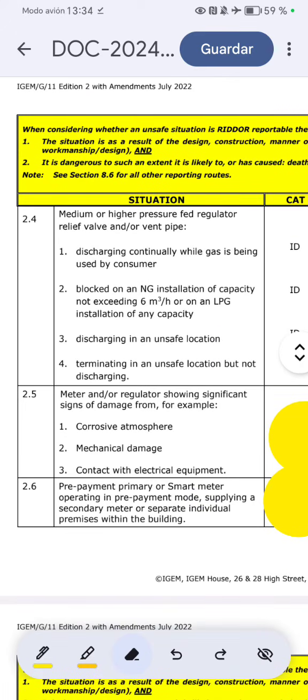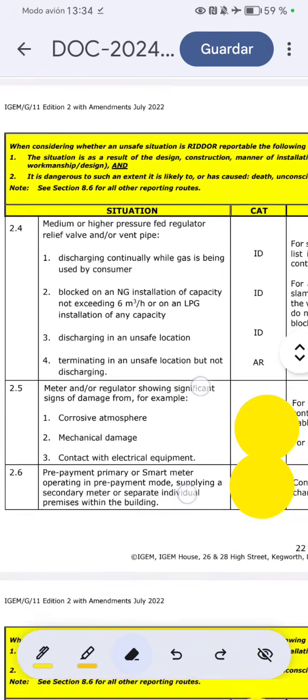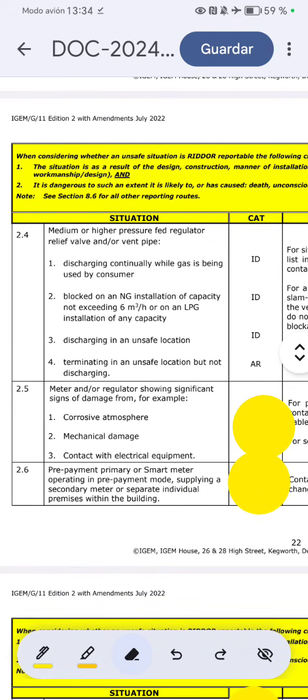All right, 2.5. Meter and/or regulator showing significant signs of damage from, for example, 1, corrosive atmosphere, 2, mechanical damage, 3, contact with. This, I'm going to say at risk. I don't think these are ID. Okay, what would you say? Would you say ID? I'm going to say at risk.